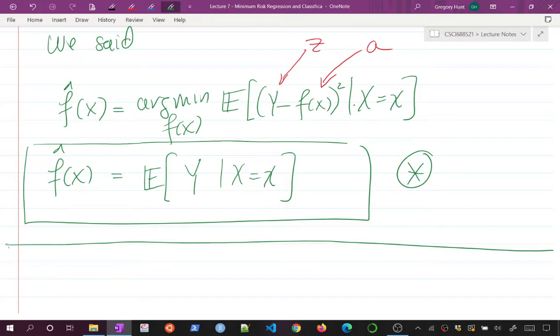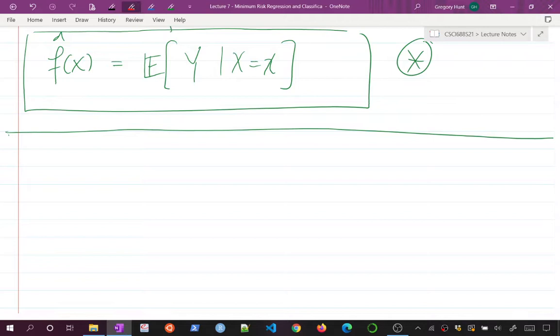So let's just sit and let that sink in. I want f of x, or f hat of x, is supposed to predict y well. If we use a squared loss, what that tells us is that the best thing to do is to predict at some little x the conditional expected value of y given x is that little x. That's remarkably simple.